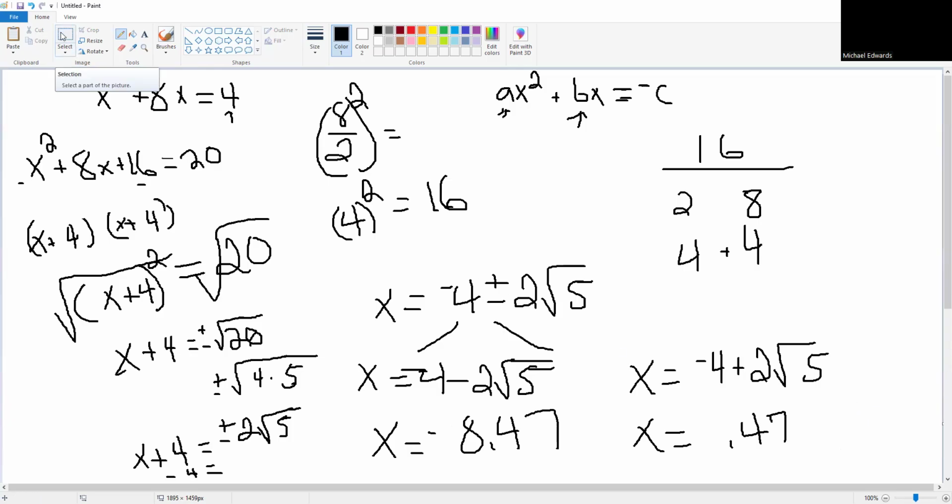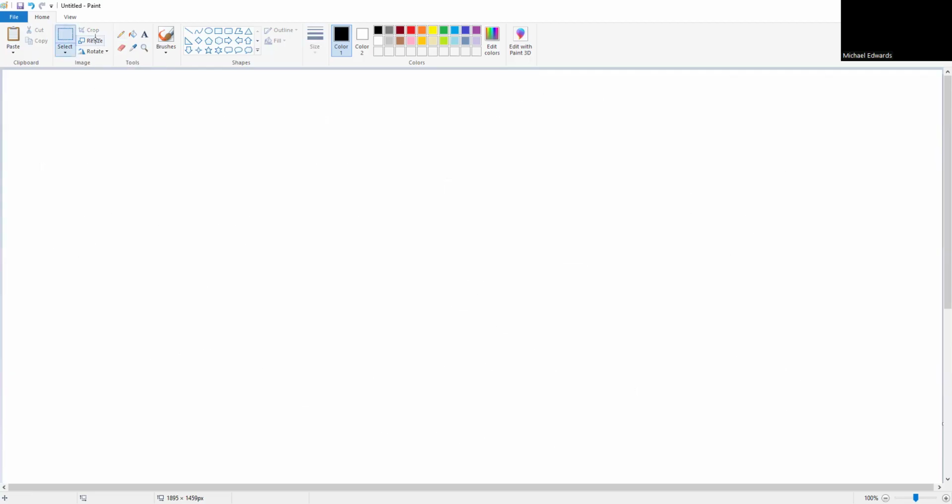Okay. Moving on. We're gonna do another example. So we're gonna do this one by completing the square. And this one, we have a little bit more to do, but it's the same type of equation. So r squared plus 12r minus 2 equals 7.